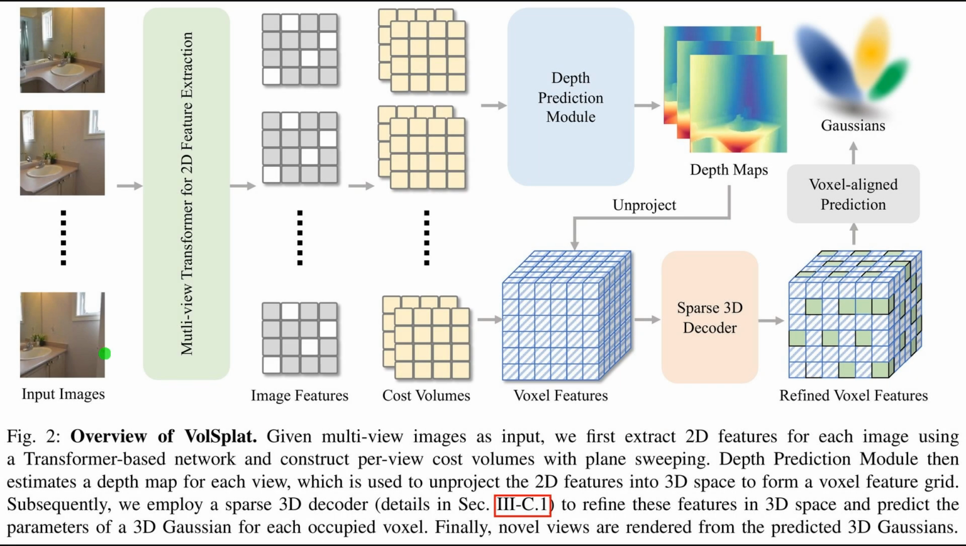Well, Figure 2 shows the full volume splat pipeline, which converts multi-view images into voxel-aligned Gaussians for fast, novel view rendering. The left column holds input images that feed a multi-view feature extractor. A depth module builds plane sweep cost volumes, meaning it compares views across many candidate depths to infer per view depth, so features can be unprojected into a 3D voxel grid. A sparse 3D decoder refines voxel features, and the right side predicts Gaussians for rendering.